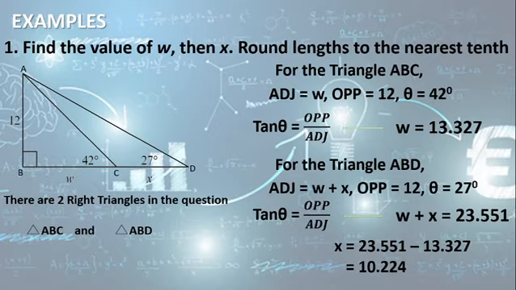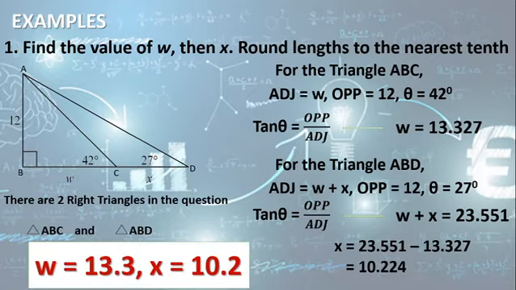But then the question tells us to round our answers to the nearest tenth. So we'll do that by saying W is equal to 13.3, to the nearest tenth, and X will be 10.2. You can see how easy it is to solve right angle triangles using trigonometric ratios.